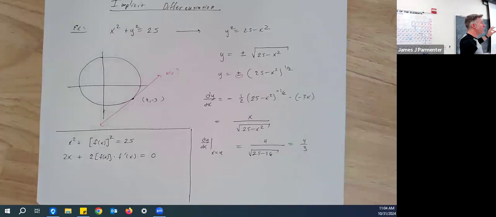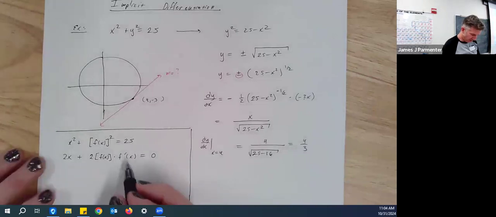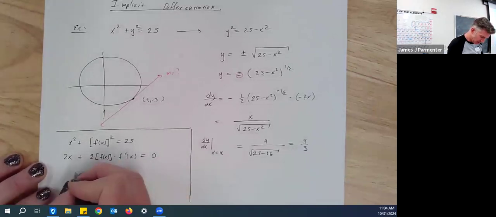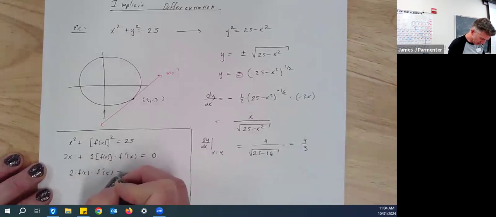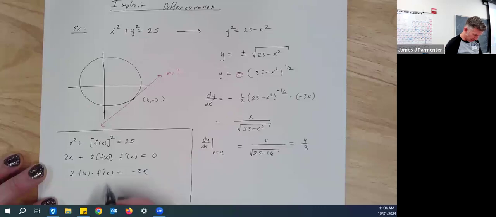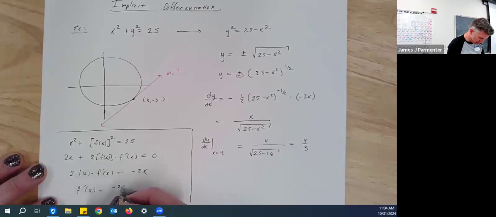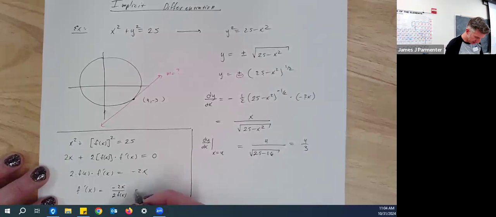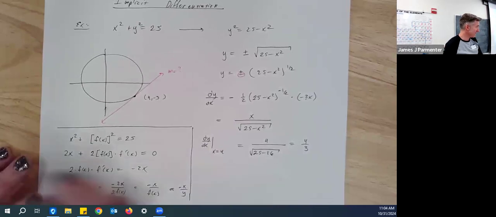And now we're going to solve for the derivative because that's what we're trying to find. The derivative, aka the slope of the tangent line. So we're going to solve for f prime of x. So we're going to subtract 2x. We have 2 times f of x times f prime of x equal to -2x. And then we're going to divide by 2 f of x to get f prime of x equals -2x over 2 f of x. You can cancel the 2's if you want and say it's -x over f of x, or you could even say it's -x over y. Because f of x is equal to y.